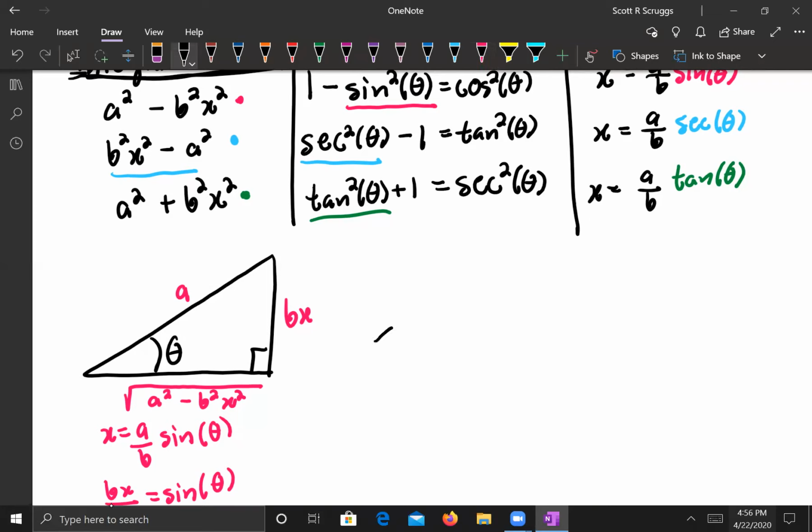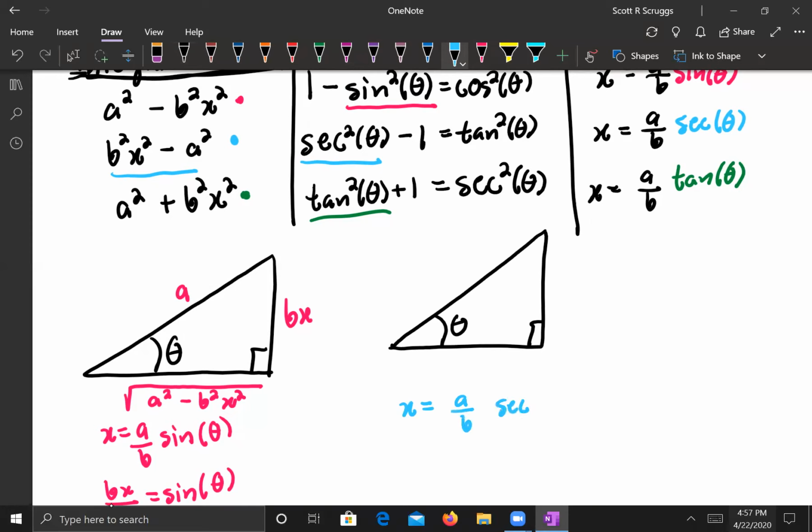Let's do that same triangle legend scenario with the secant trig sub. So x equals a over b times secant of theta, which means bx over a equals secant of theta.